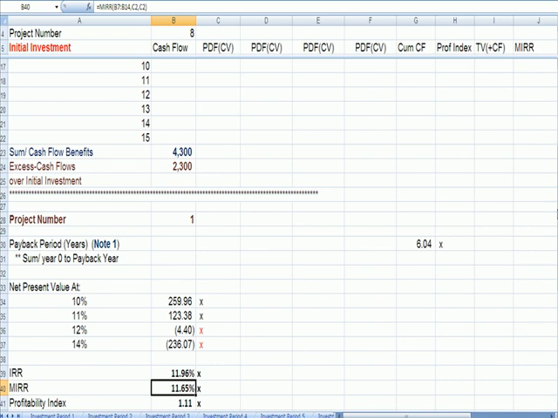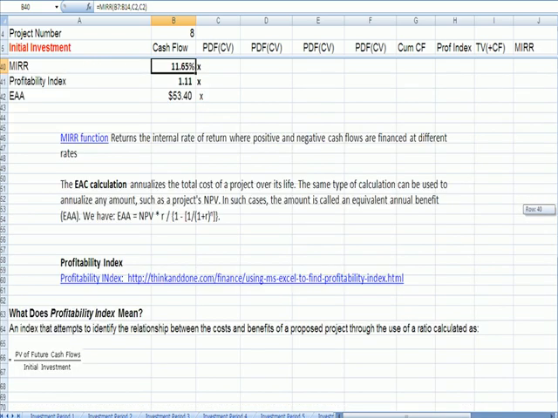Profitability index is more complex. Let's go to the bottom of the page and get a definition. I have a nice website reference here, thinkanddone.com, that did a nice job on profitability index. What does profitability index mean? This is from Investopedia, and it says an index that attempts to identify the relationship between costs and benefits of a proposed project through the use of a ratio calculated as numerator, the present value of the future cash flows, divided by the initial investment.